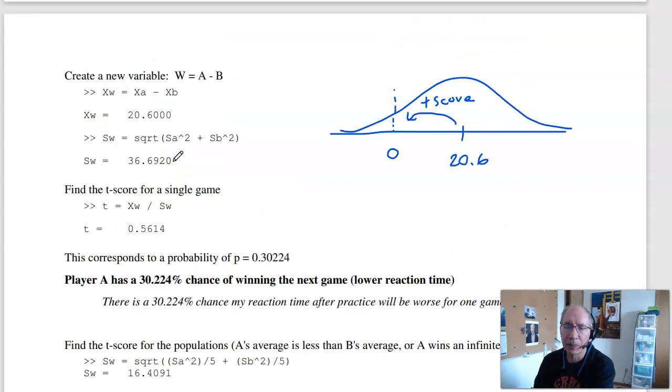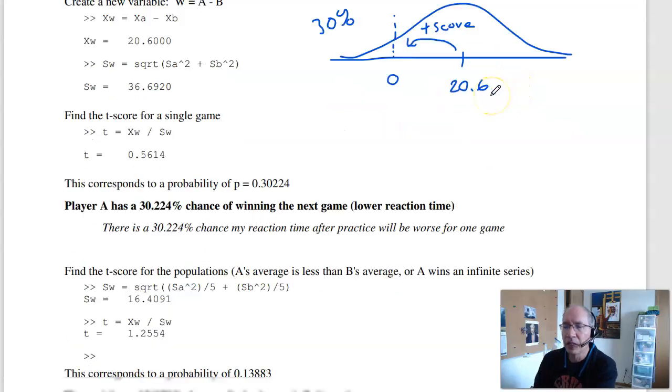I have a sample size of 5, meaning 4 degrees of freedom. 0.56 means 30% chance. So there's a 30% chance that my reaction time is going to be worse after practice, and a 70% chance it'll be better. That's for an individual. For populations, you divide the variance by the sample size when calculating the standard deviation.